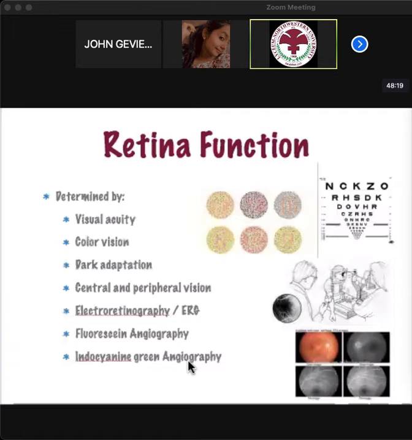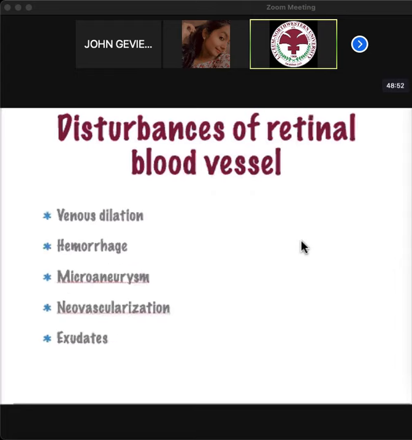The commonly requested diagnostic test to determine the retina function would be your fluorescein angiography, wherein we put a dye in the vein of the patient and we take a picture of the fundus or the retina. So this is an example of a fluorescein angiography to detect the vessels or the caliber of the retinal vessels. Disturbances of retinal blood vessels could be venous dilatation, hemorrhages, microaneurysms, neovascularizations, or exudates.